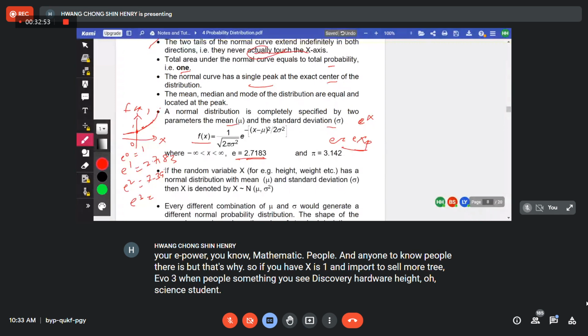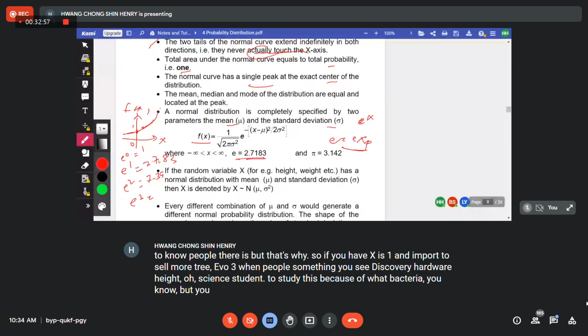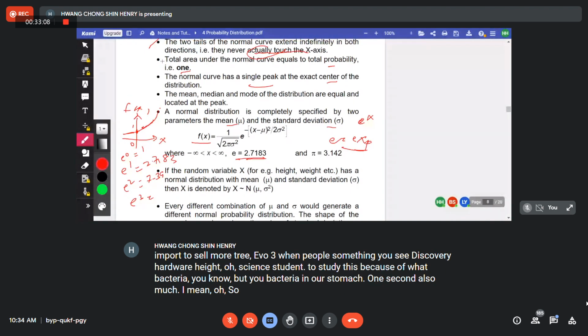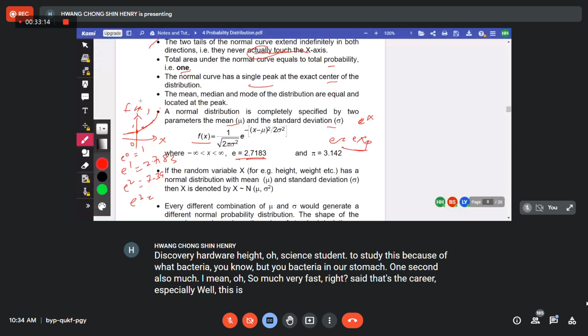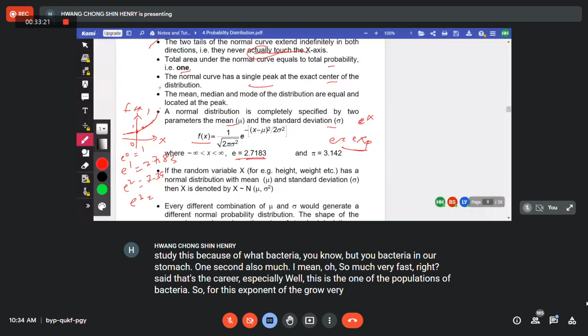Science students, you study this because of what? Bacteria. You know what's bacteria? Bacteria in our stomach. 1 second grow so much. 1 minute grow so much. Very fast they spread, same as the COVID, especially Omicron. This is one of the populations of bacteria. So for this exponent, it can grow very fast.